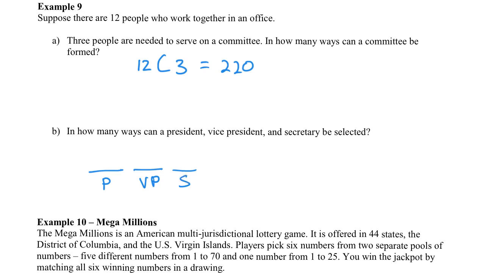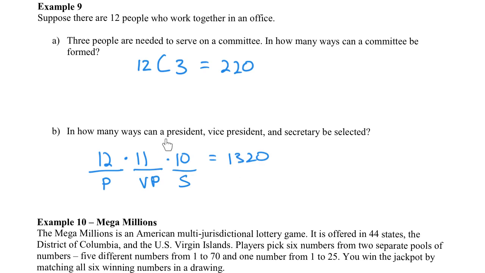So intuitively, with a permutation, I think it's easier to just think, well, we've got 12 people. Any of those 12 could be president. So I'm going to put 12 here. That leaves 11 for vice president, and it's a multiplication principle. And then that leaves 10 for secretary. So if you do it this way, you're going to get 1,320. And again, just to see, combinations are always less than permutations.